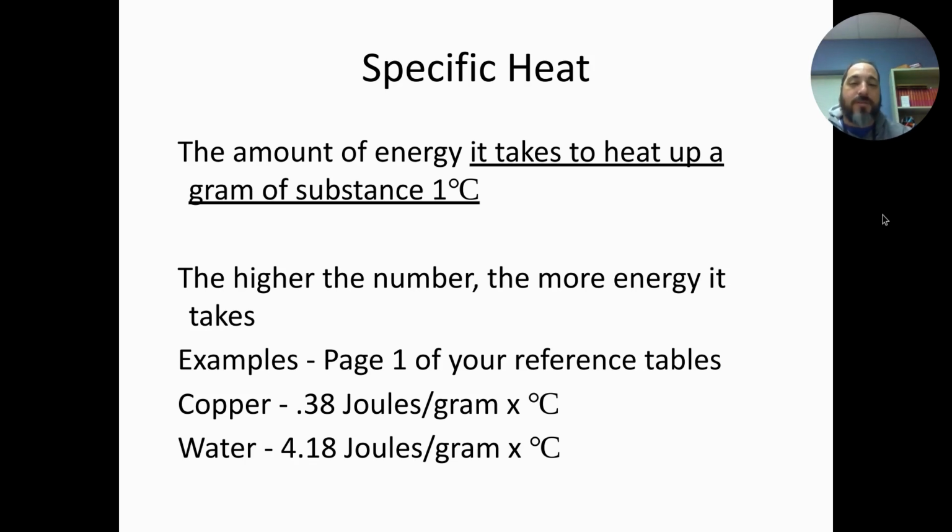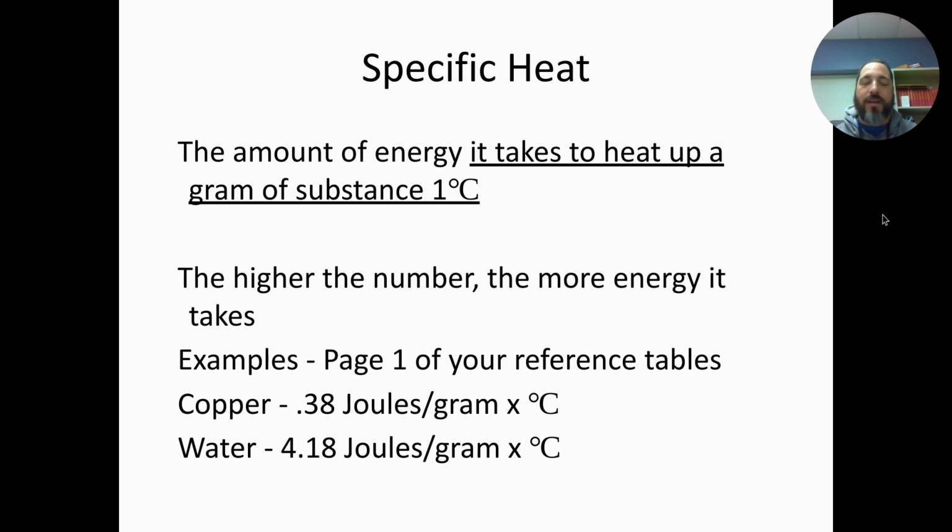Now, we describe this as what I got up here as specific heat. So this is the amount of energy it takes to heat up a gram of a substance 1 degree Celsius. The higher the number, the more energy it takes. So for example, copper, which is in your reference table, is 0.38 joules per gram times degrees Celsius. Now that's going to be our specific heat. Now if I look at water, it's 4.18. Water is going to heat up much slower than that copper, right?